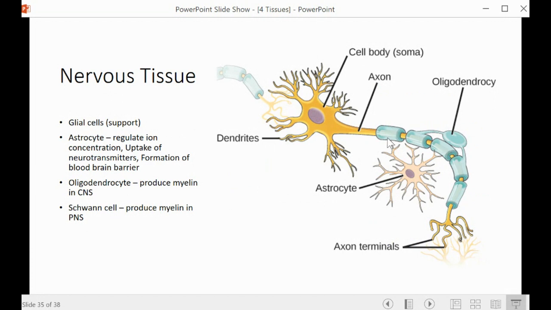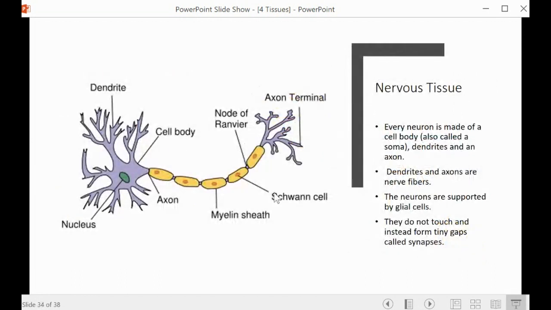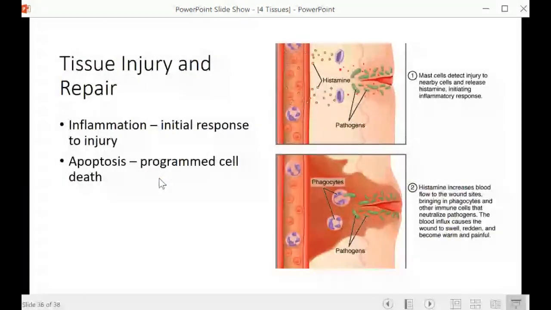We have oligodendrocytes here. The oligodendrocytes in our central nervous system, which would be our brain and spinal cord, are going to form that myelin sheath. But in our peripheral nervous system, which are going to be all of those nerves, it's formed by the Schwann cells.